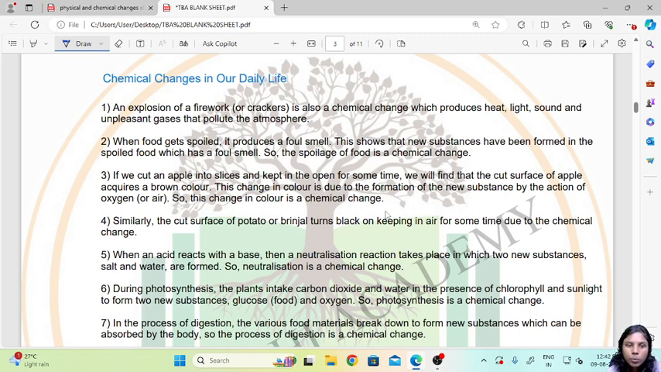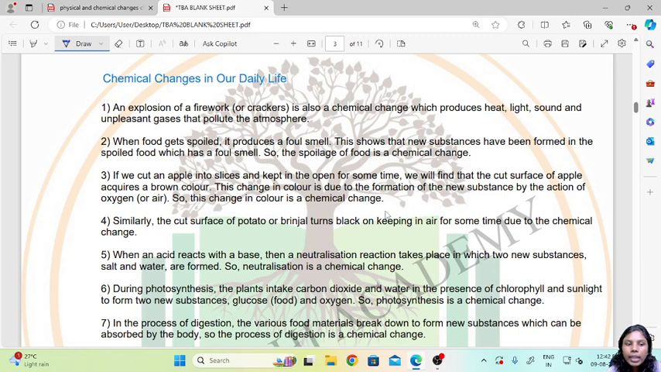When food gets spoiled, it produces a foul smell. So that is also a chemical change. This shows that a new substance has been formed in the spoiled food which has a foul smell, probably some kind of bacteria that is being formed. So the spoilage of food is also a chemical change.